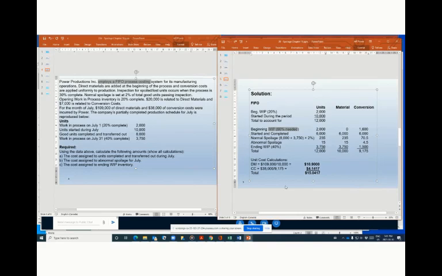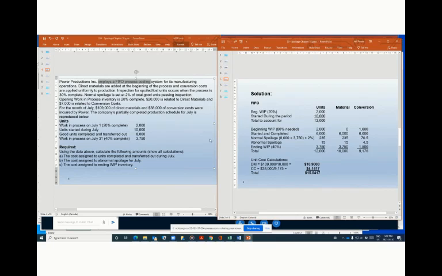So what's 80% of 2,000? 1,600. So what that means is that of the 2,000 physical units, I had to do the equivalent of 1,600 units worth of work to finish them off. So in terms of labor and overhead effort to finish them off, I didn't have to add any materials, but I had to do most of the labor and overhead kind of effort to finish them off.